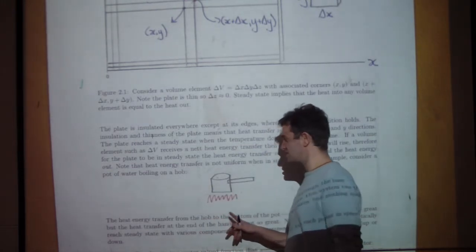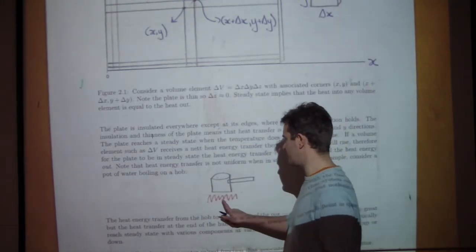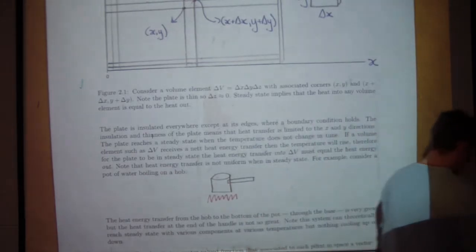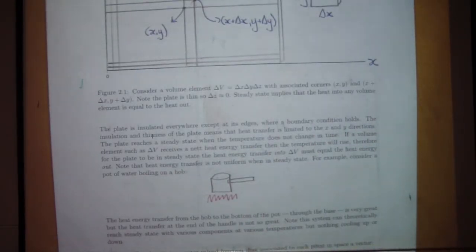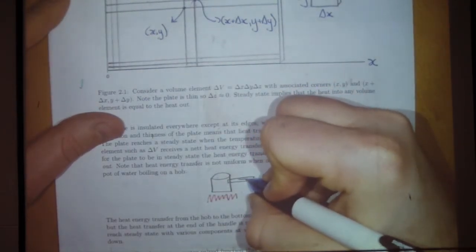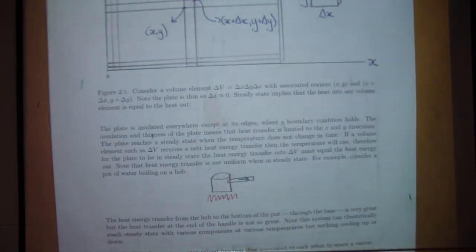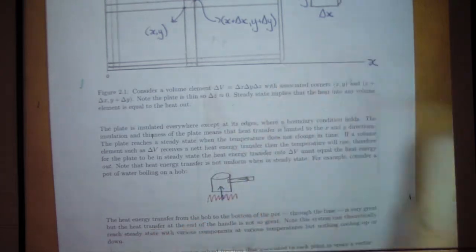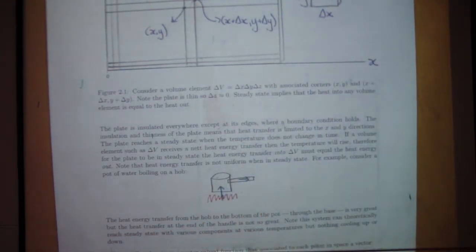All I really want to say is that the heat energy transfer isn't the same. You've got more heat energy flowing here and less, say, over here. At each point you have a direction of the heat energy, which we'll talk about in a second. So say you've got a little bit here going along the handle. That's a small bit of heat energy transfer, and you've got big heat energy transfer from, well, let's say the flames into the thing. Heat energy transfer from the hob to the bottom of the pot. Oh, I've got a gas cooker. This was supposed to be a hob. But anyway, through the base it is very great, but the heat transfer at the end of the handle is not so great.